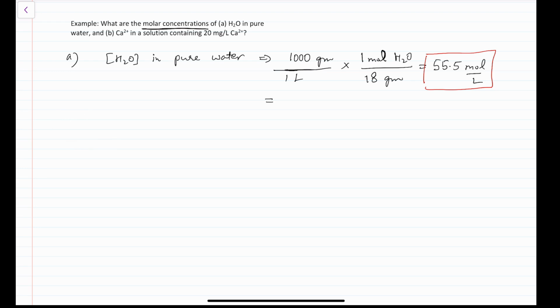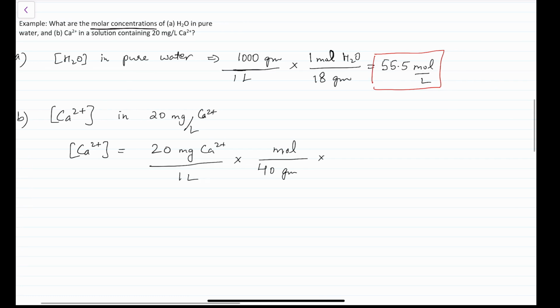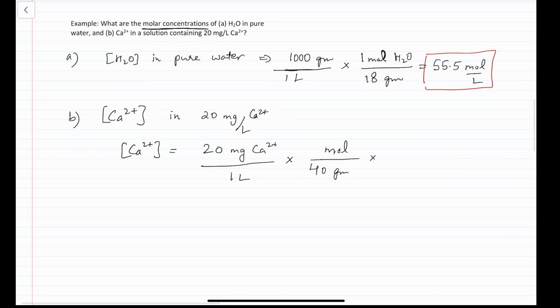Okay, let's do part B. Part B says to calculate the molar concentration of calcium in a solution that contains 20 milligram per liter of calcium. So what we do for this is, remember that the atomic weight of calcium is 40 grams per mole, 40 grams per mole, and then we know that a gram has 1000 milligrams.